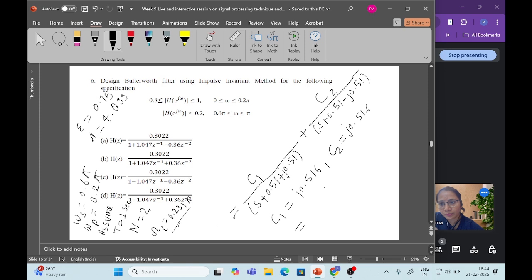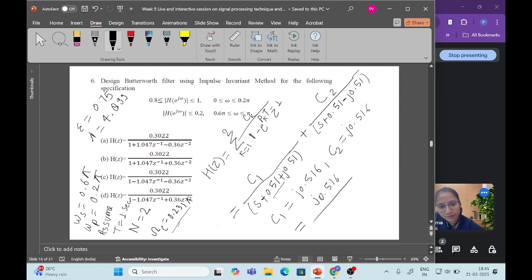Okay, so already we know how to calculate H of z. H of z is equal to the sum over k from 0 to 2 of Ck divided by 1 minus e to the power pk T z inverse. If you further solve, you will get it like this. So these are the poles. So from here we can write it directly.